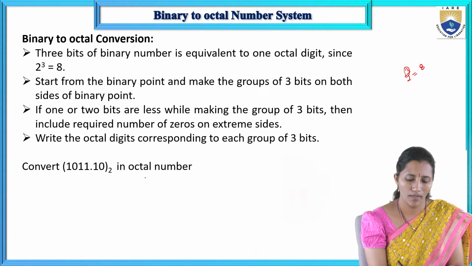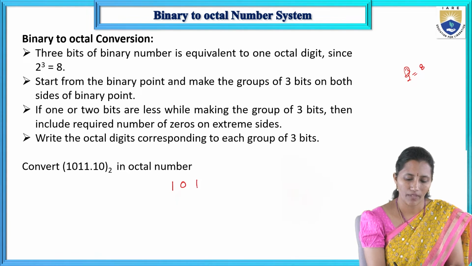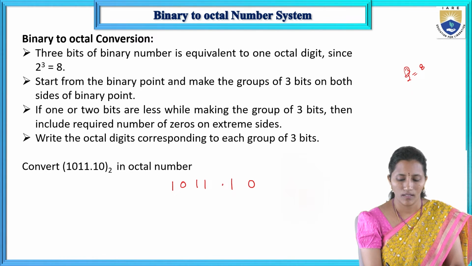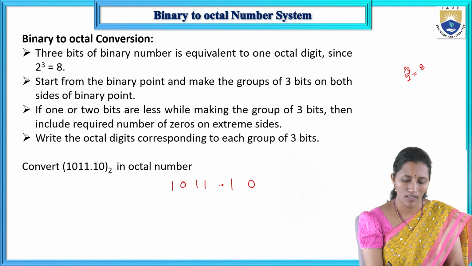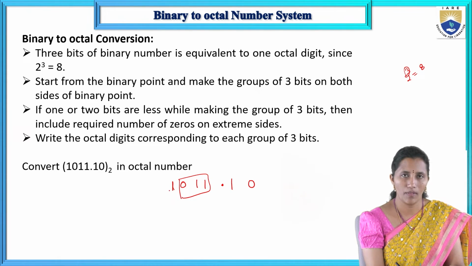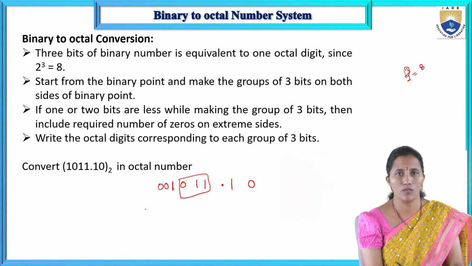For example, here we have the binary number 1011.10 and we have to convert it into octal. Consider the integer part and fractional part separately. Divide from the binary point to the left side in groups of 3: 011. Here we have only 1 in the remaining group, so we have to make it a group of 3. On the MSB side add 2 zeros. The value will not change; it will be 1, and 001 is also 1.